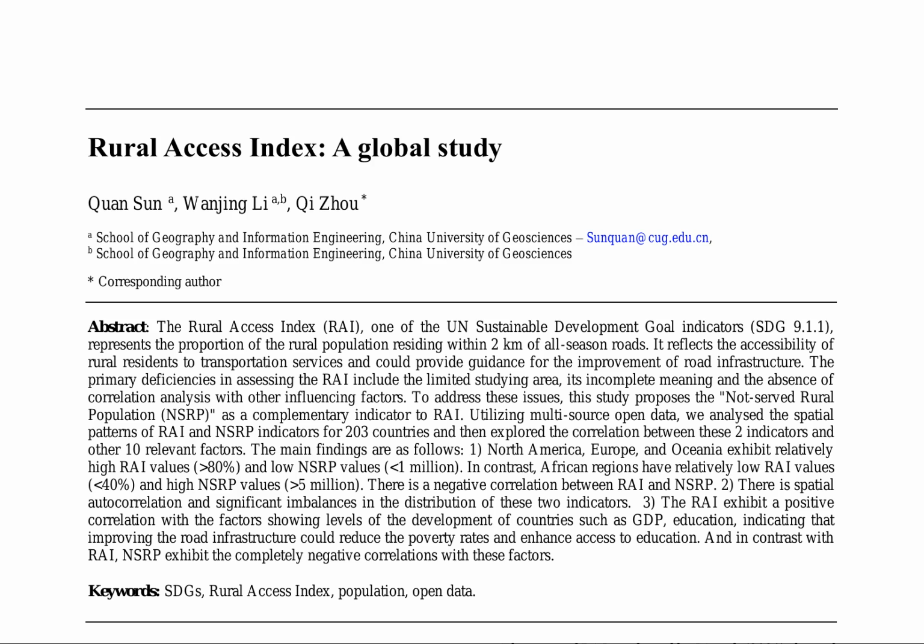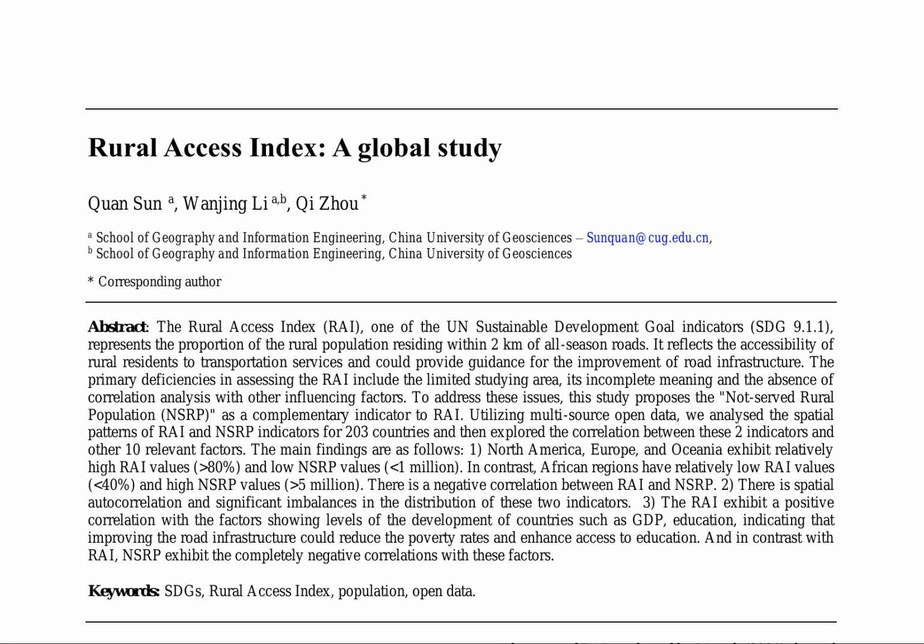The Rural Access Index, RAI, is a United Nations Sustainable Development Goal indicator that measures the proportion of rural populations residing within 2 kilometers of all-season roads. This study aims to address the limitations of existing RAI assessments by proposing the Not Served Rural Population (NSRP) indicator, which represents the rural population without access to all-season roads.